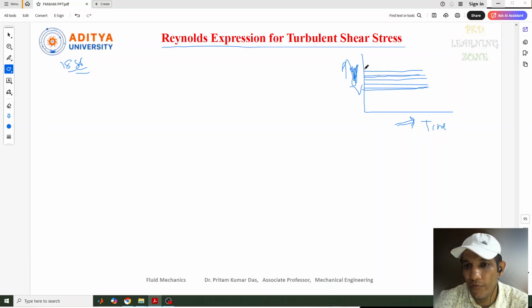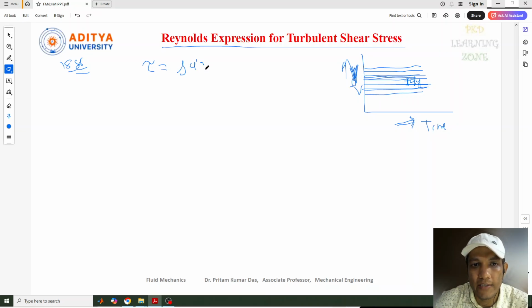Now see, when the fluid is flowing, we have several layers of liquid. So by considering two layers of a fluid, suppose this is one layer and this is another layer. Obviously there will be a height of dy from this liquid layer to this liquid layer. By taking this small distance, Reynolds gave one expression: tau equal to rho into u dash v dash.